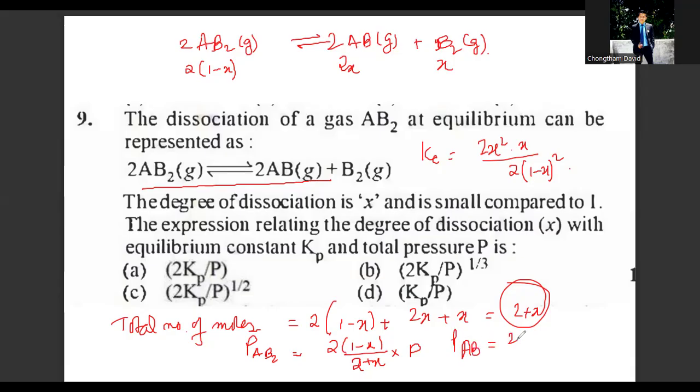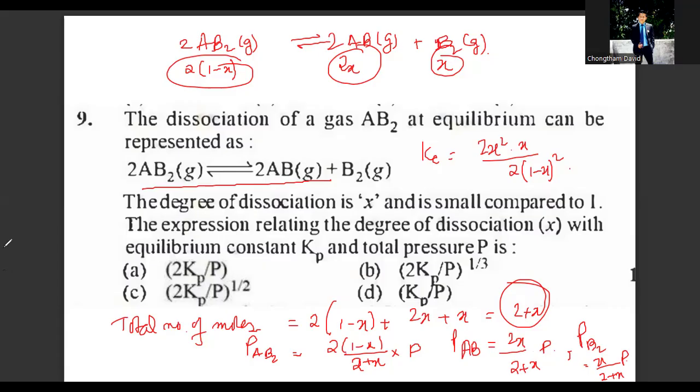So AB would be twice x. Okay, where I'm getting all this is from the reference of the equation, all right? No need to have any confusion regarding this. 2 plus x into pressure. In the same way, B2 would be x divided by 2 plus x into pressure. So since this x is very small, we can neglect it in the denominator.